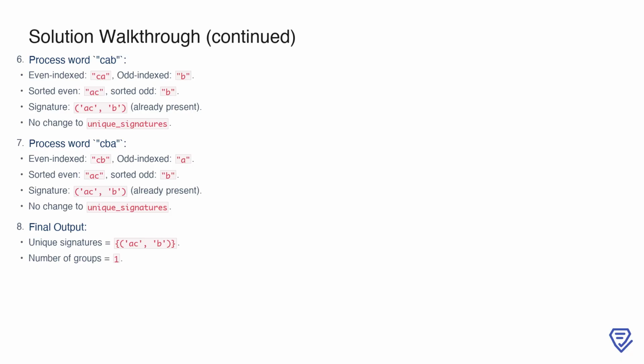At the end of this example, the unique signatures in the set are (AC, B), meaning there is only one group of special equivalent strings for this input. This concludes the solution walkthrough for this problem.